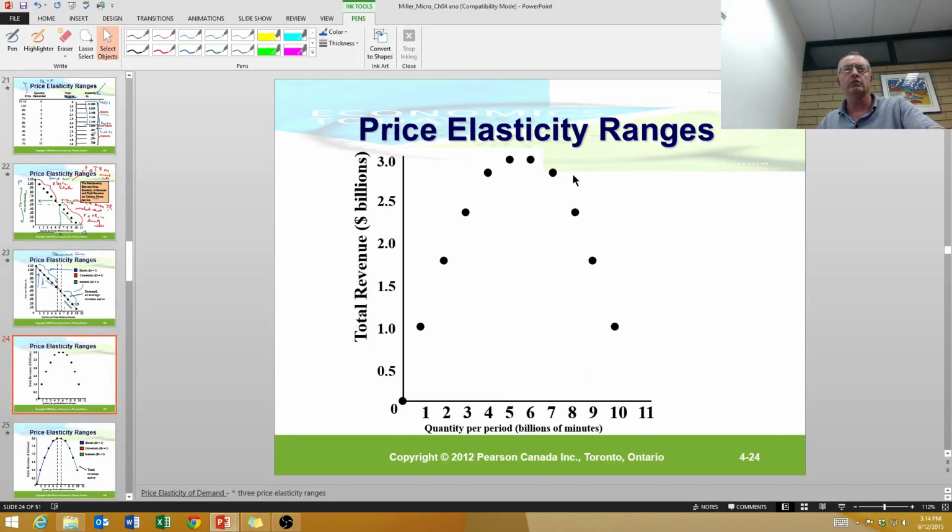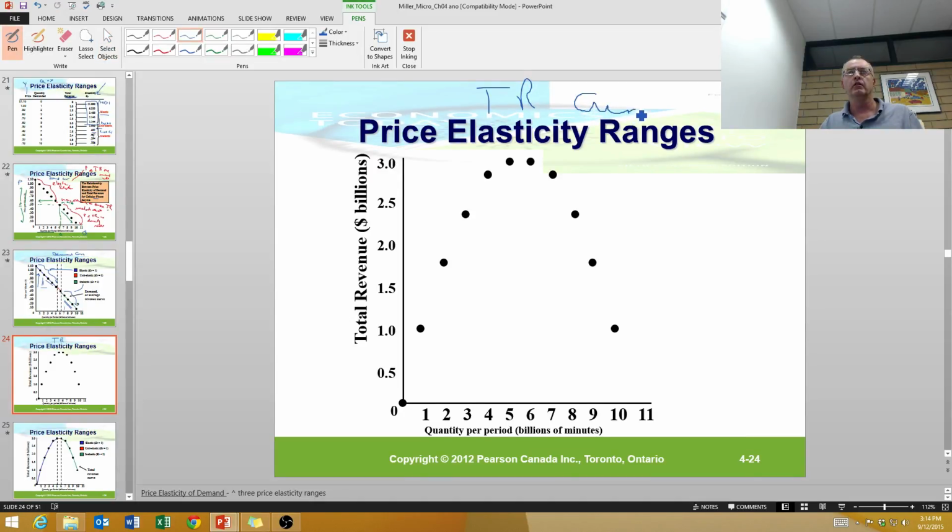Okay, so now we have a plot. This is a total revenue curve. On the y-axis, we have total revenue in billions of dollars per year, and on the bottom, we have quantity. It's a little bit counterintuitive to me that you would plot quantity on the bottom as opposed to price, but what the heck, they're plotting quantity.